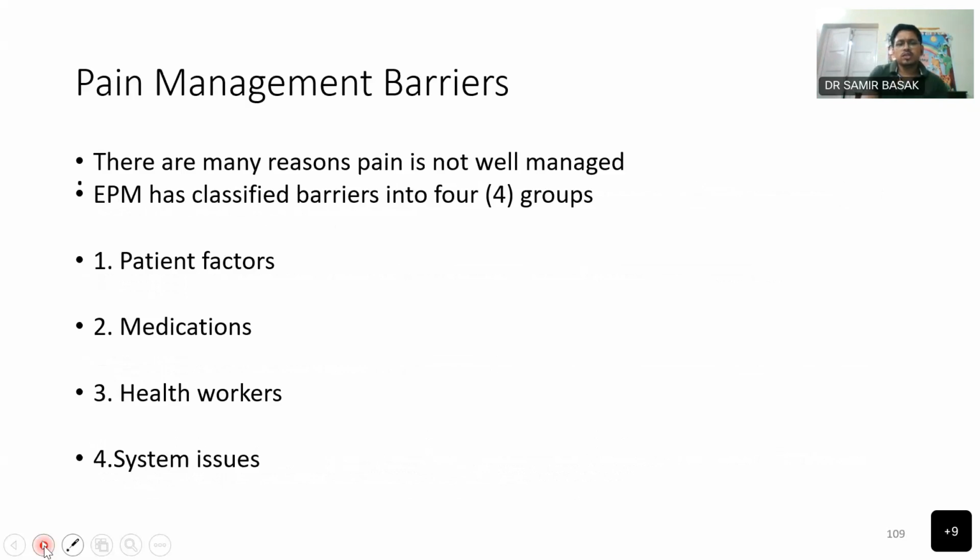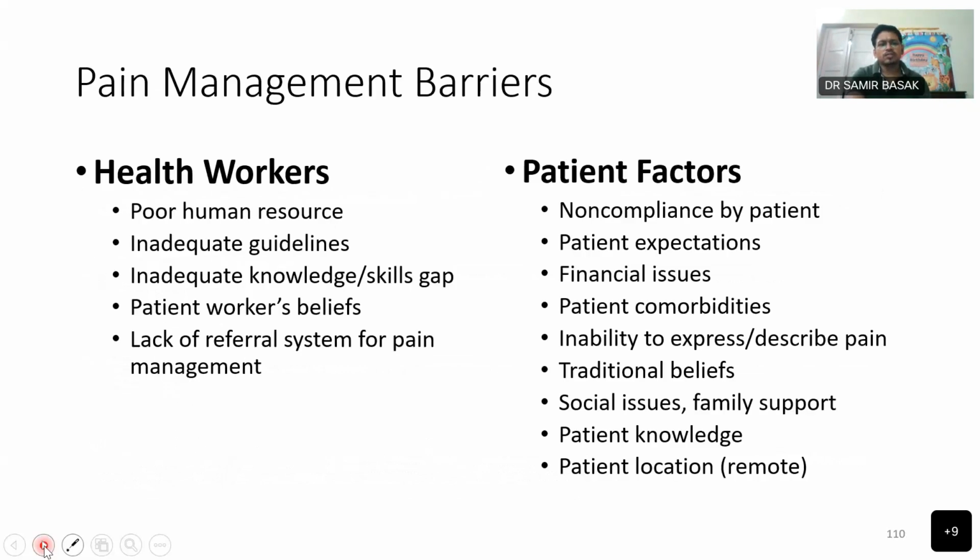When we treat one patient, there are many barriers to treatment, like patient factors, medication, health worker, and system issues. All this leads to improper treatment, and the pain does not subside. What are the main barriers? Healthcare providers have no guideline or knowledge about the patient. Sometimes there is a lack of a referral system for pain management. With patient factors, the patient has expectations and we treat in some other way. There are some social beliefs, some patient knowledge issues, and patients in villages are not able to access modern treatment.